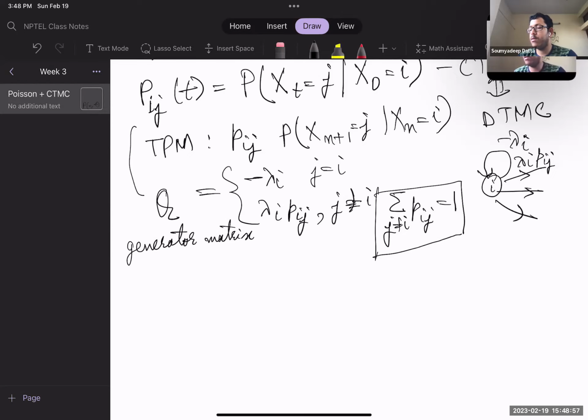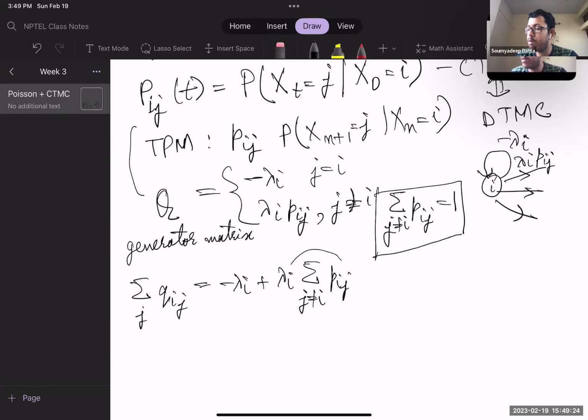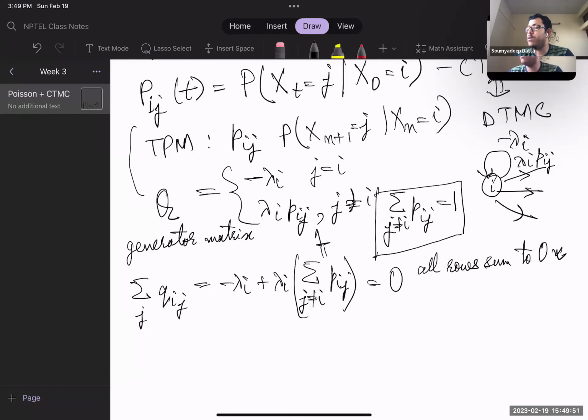And hence, for this Q generator matrix, for every row, for the ith row, if you sum over all the Qij's for any given i, so if you sum over all the j's, then you will get one value corresponding to j equal to i, which is minus lambda i, plus lambda i times a summation over Pij for j not equal to i, and this is equal to 1. So this will be minus lambda i plus lambda i, which will give you 0. So this is how you will identify a valid generator matrix, is that all rows sum to 0.